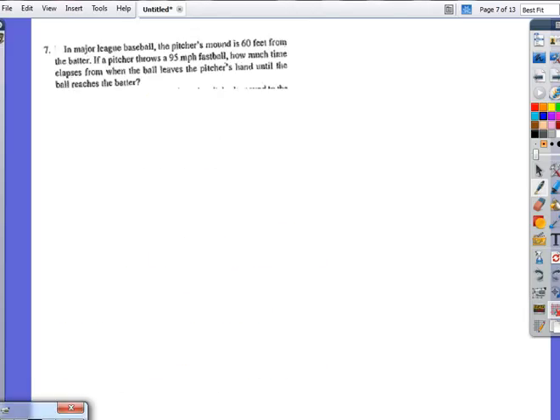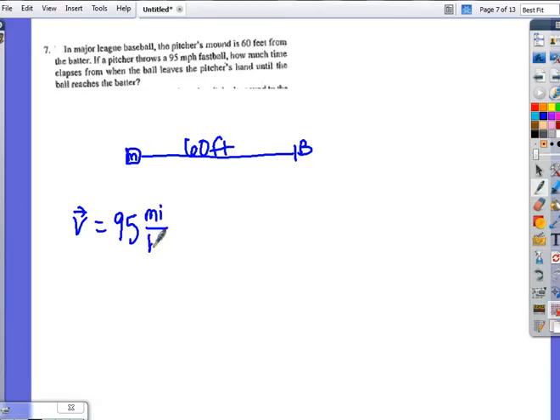Number 7, in Major League Baseball, the pitcher's mound is 60 feet from the batter. So here's my mound. Here's my batter. You know this is 60 feet away. The pitcher throws a ball with a velocity of positive 95 miles per hour. How much time elapses? So I'm looking for the time from when the ball leaves the pitcher's hand until the ball reaches the batter. And so I know delta x is a positive 60 feet.